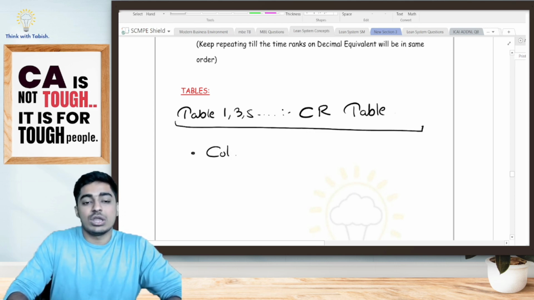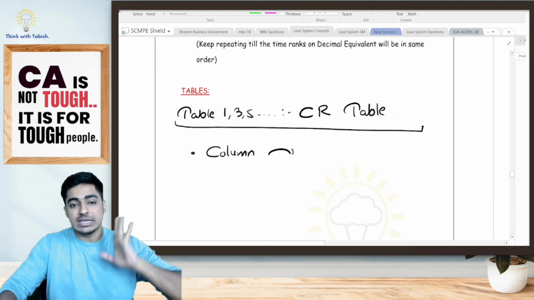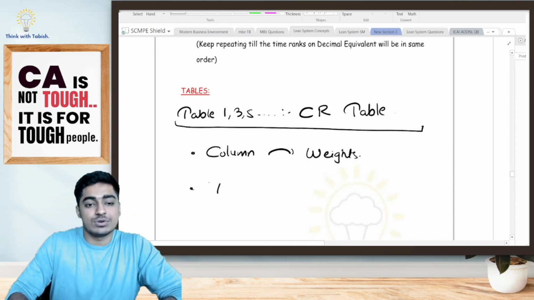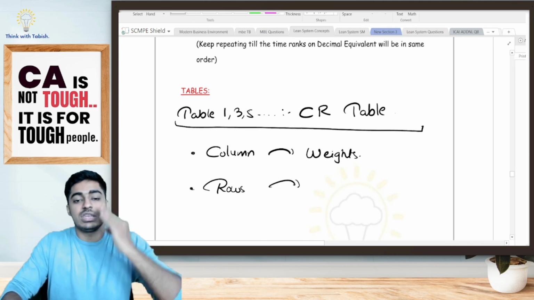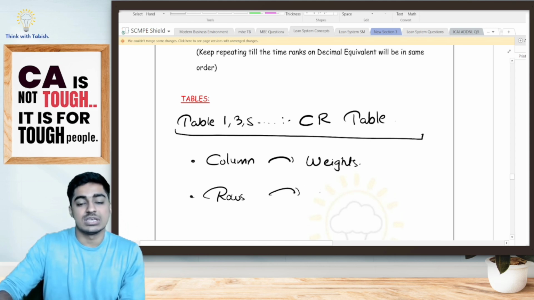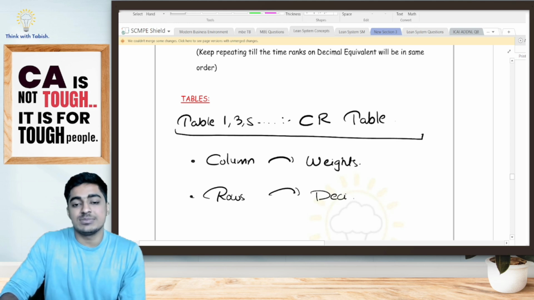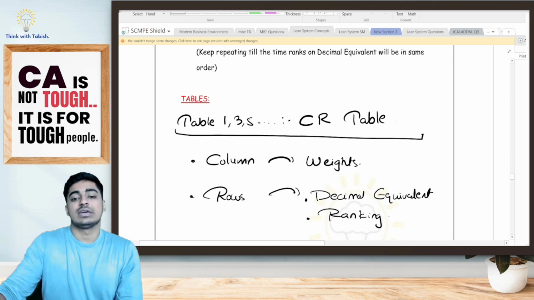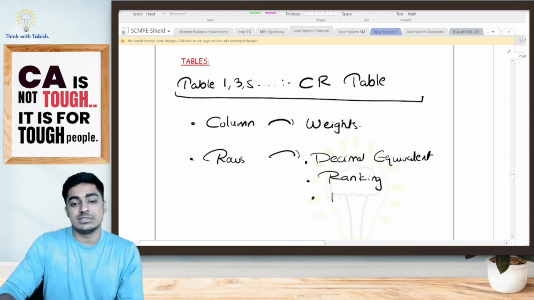For my columns, I need to do one thing, which is assign binary weights. And for my rows, I need to do three things. What are the three things, students? Write it down. Firstly, I need to calculate my decimal equivalent. Next, I need to give a ranking based on the decimal equivalent. And finally, I need to rearrange.